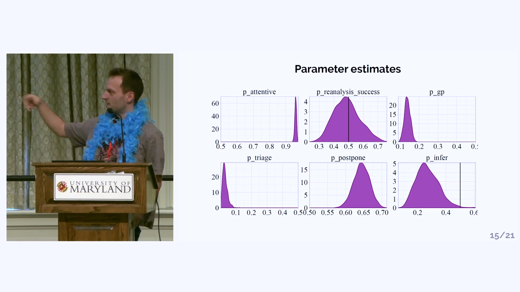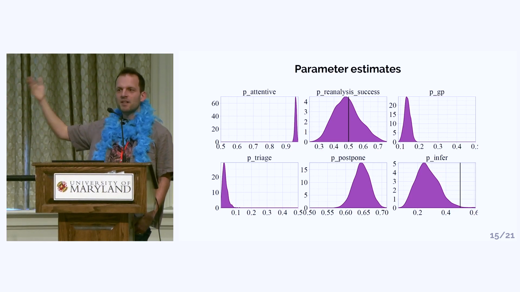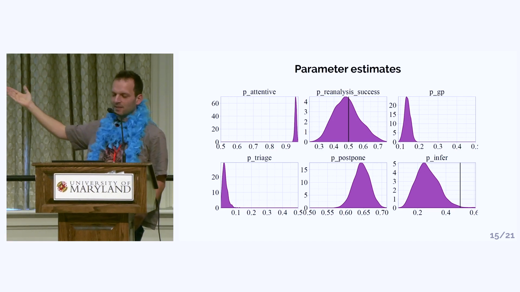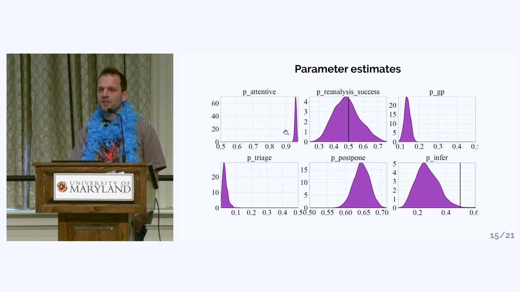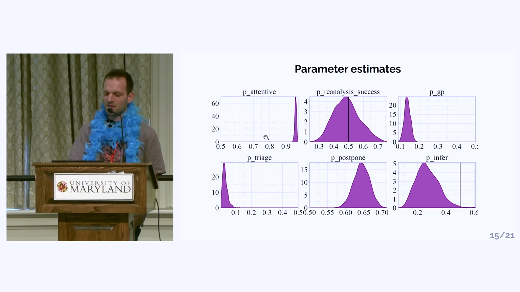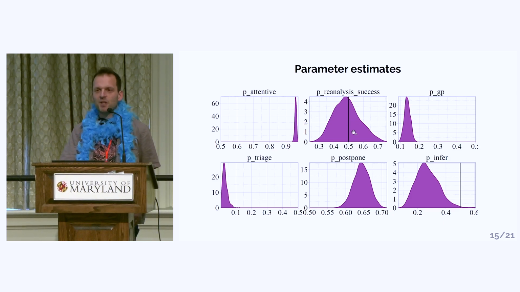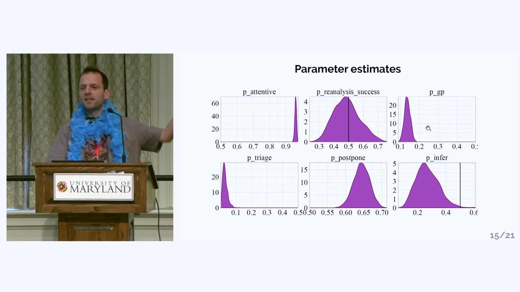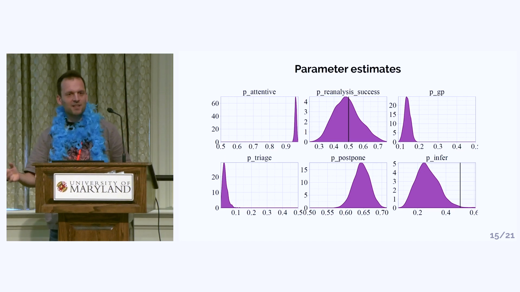Some parameter estimates, these also come out of the model. So what is the model saying the probabilities are? Apparently in the SAP dataset, people are being attentive almost all of the time. That is this P attentive here in the upper left part, so that's almost 100%. Reanalysis success is about 50%, so sometimes it works, sometimes it doesn't. Garden path probability in the unambiguous condition is around 13% or something.